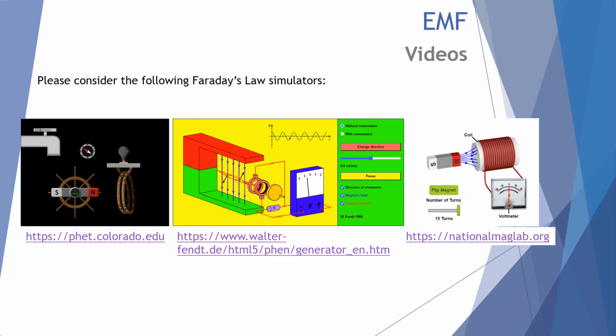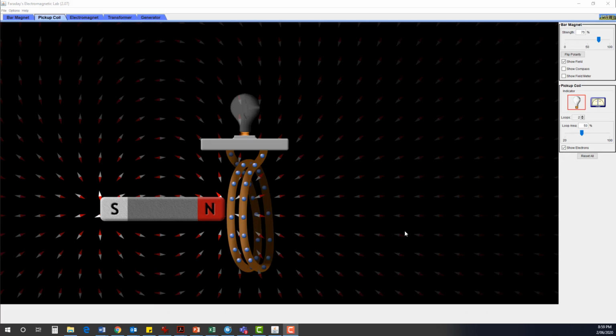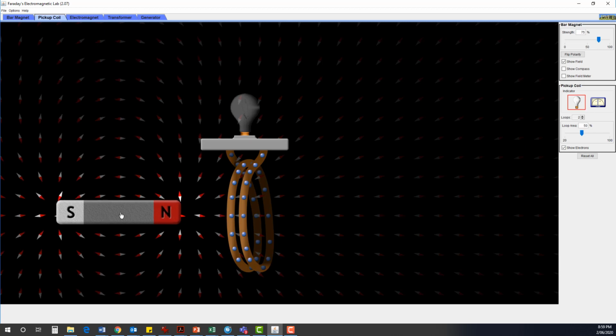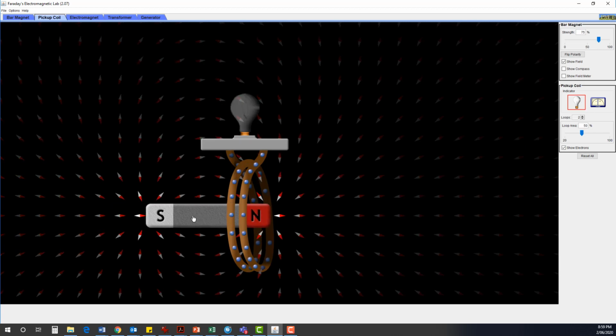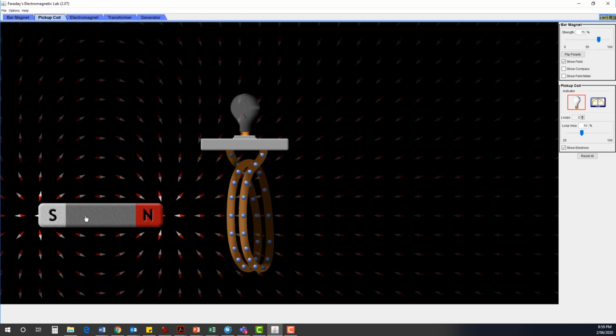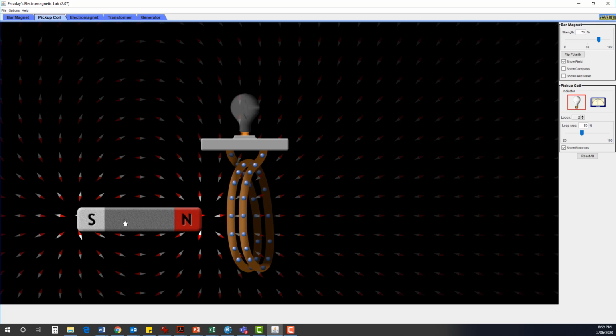For further information regarding Faraday's law, please check the following online simulators. We have the PhET Colorado simulator, the Walter Fendt simulator, and the National Maglev simulator. Looking now at the PhET simulator, we've got a range of different options from our tabs up the top. You can see here that if we introduce a magnetic field into a coil, that will generate a current momentarily. If we hold it stationary, nothing happens. There's no change in flux. As we move it out, we find there's a change in flux and the current runs in the reverse direction, one way, then the other.